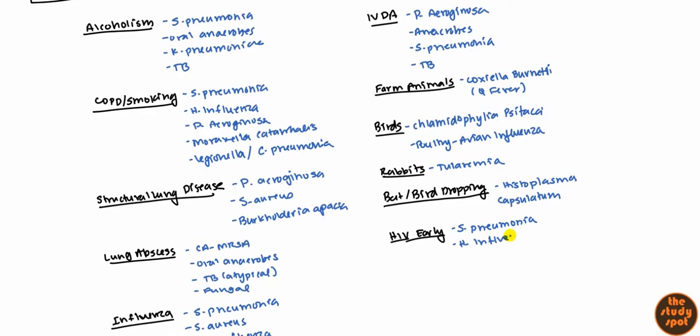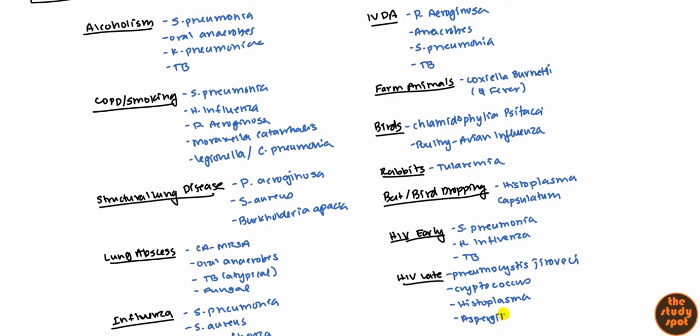Now, early HIV, you're thinking of strep pneumonia, H. influenza, and TB. So that's going to be early, before the CD4 count becomes really low. In late HIV, you're going to get more rare types of infection, such as Pneumocystis jirovecii, Cryptococcus, Histoplasma, and Aspergillus. So most of these are only found in patients with HIV, and also atypical TB, such as Mycobacterium avium complex, Pseudomonas, and H. influenza. These are when the CD4 count is very low.